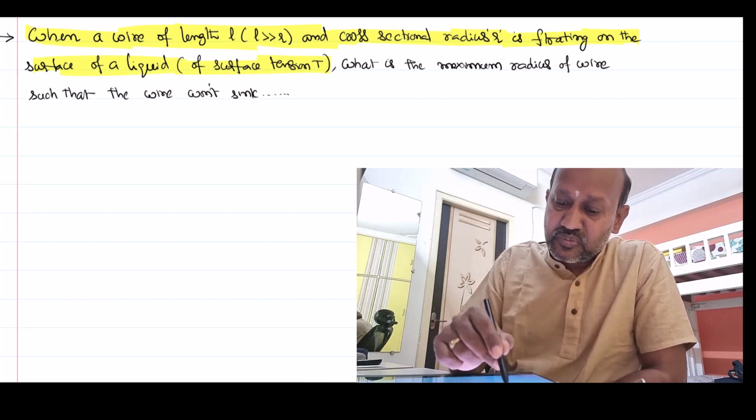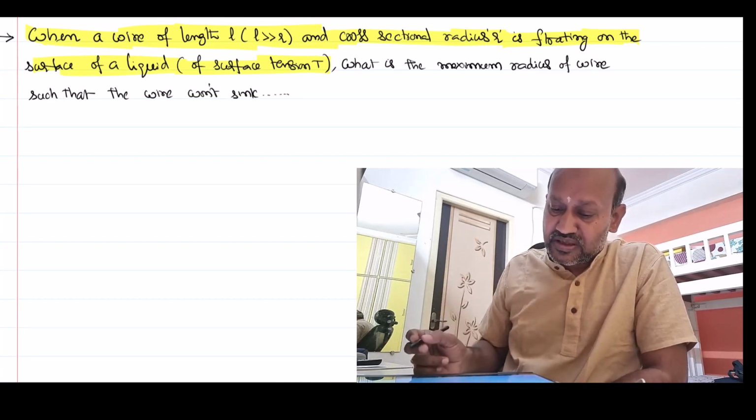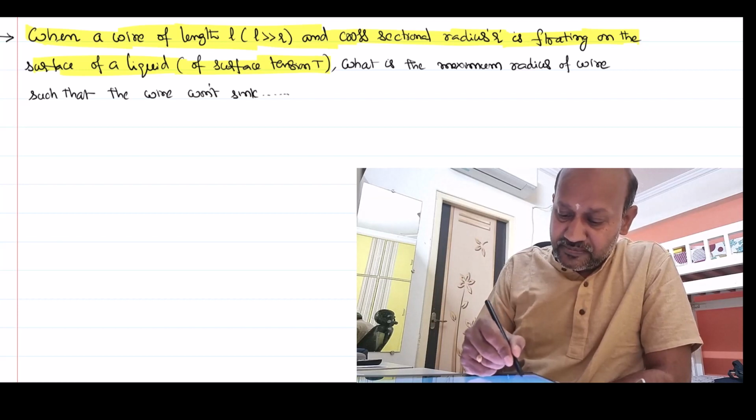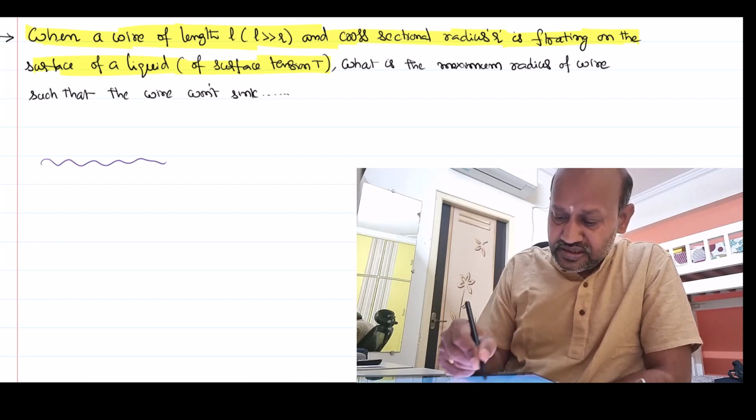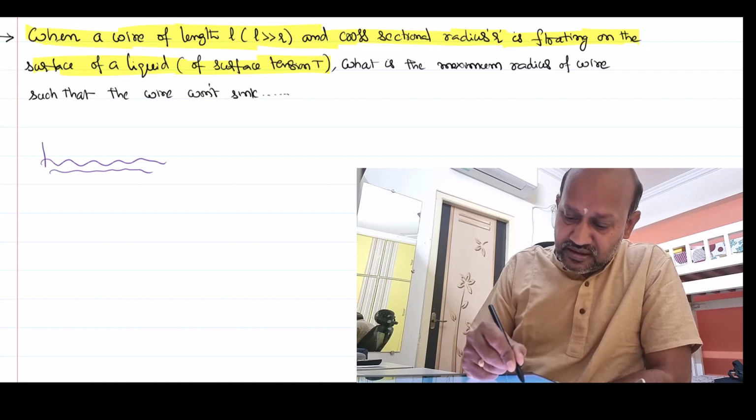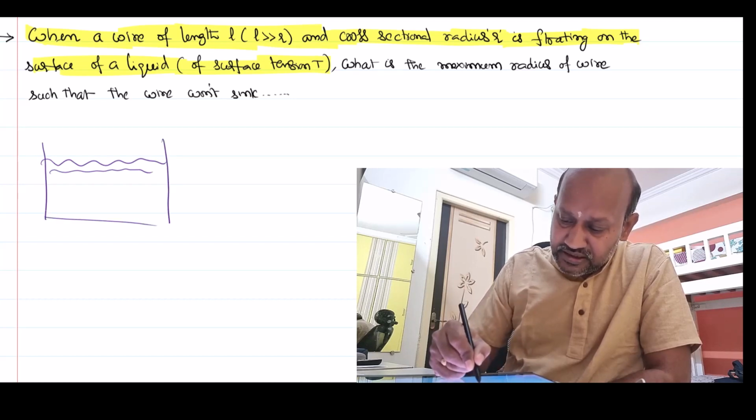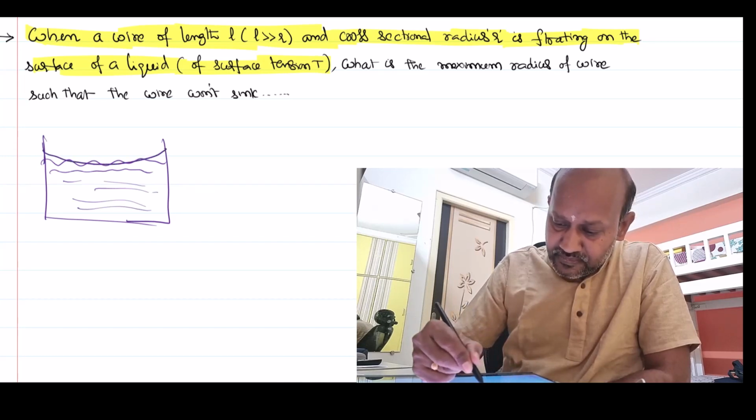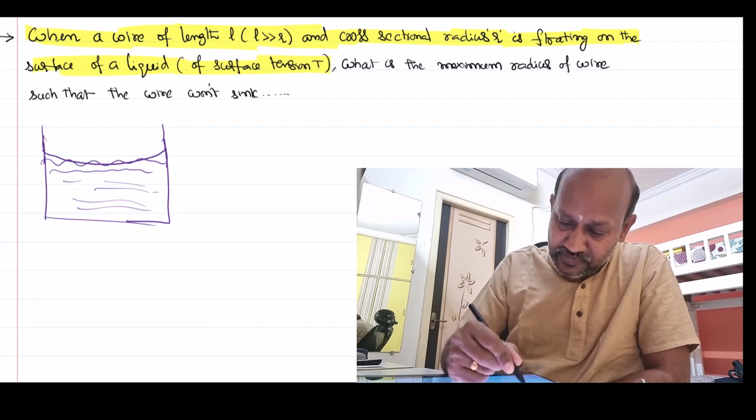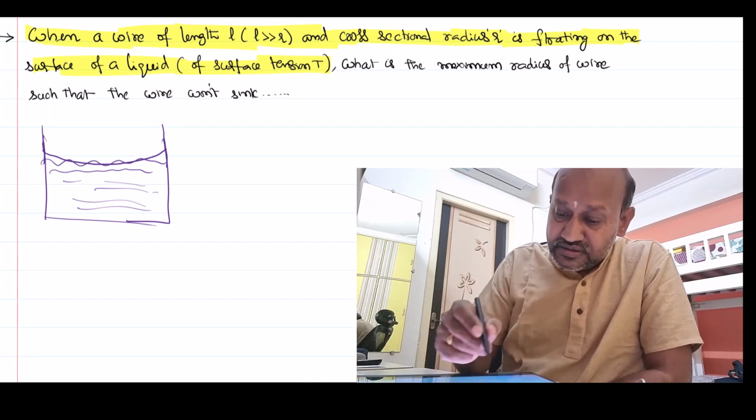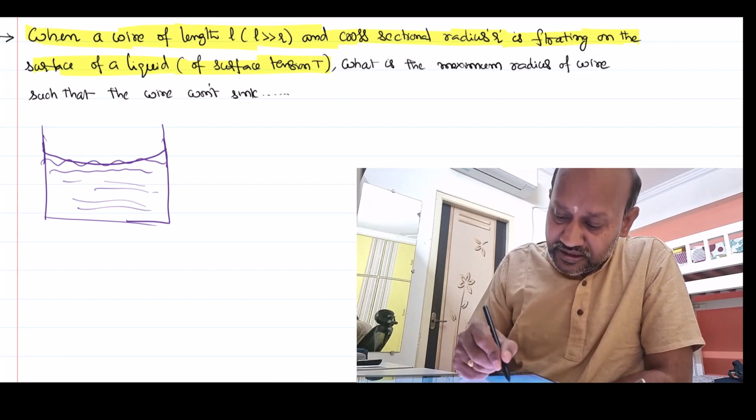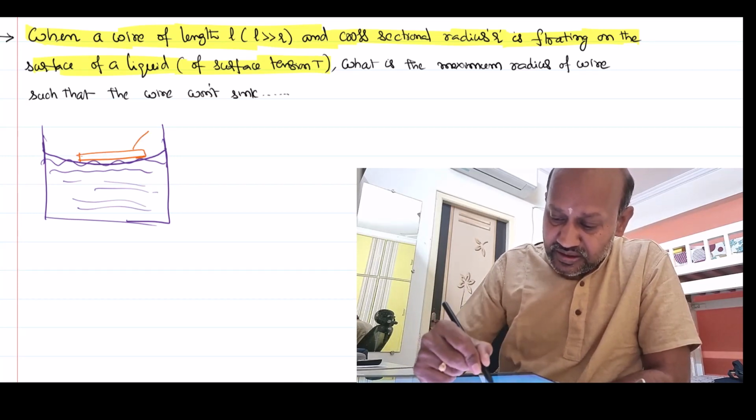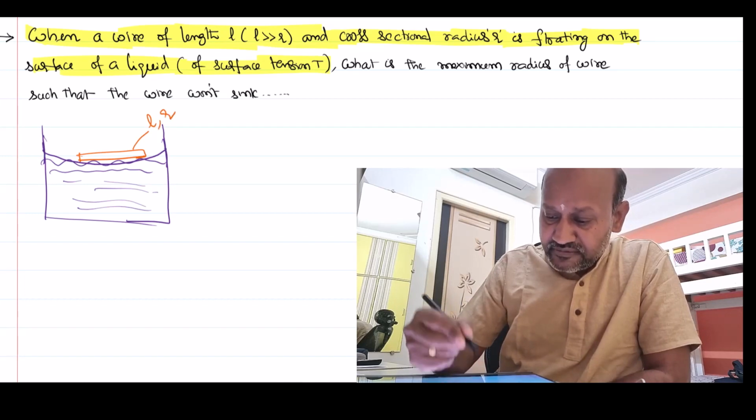Let me stop here for a moment and try to visualize what it means. So there is a liquid surface like this in a vessel, in a container. Because of the surface tension, the liquid acquires a particular shape, a concave shape. On this, we are keeping a wire. This is that wire. This wire has a length L and a radius r.